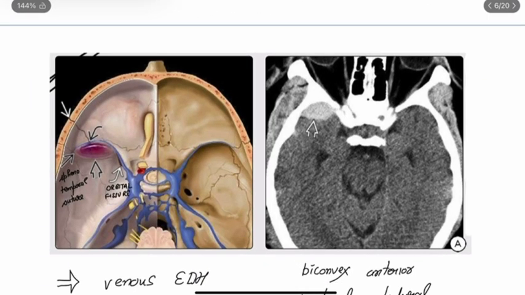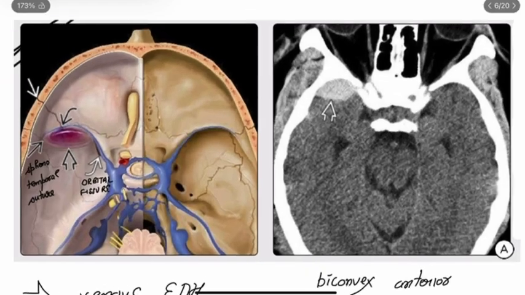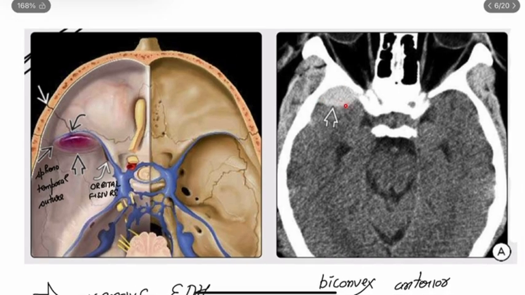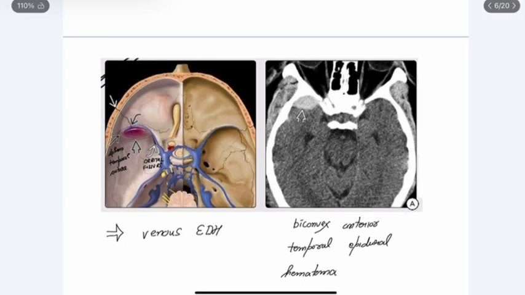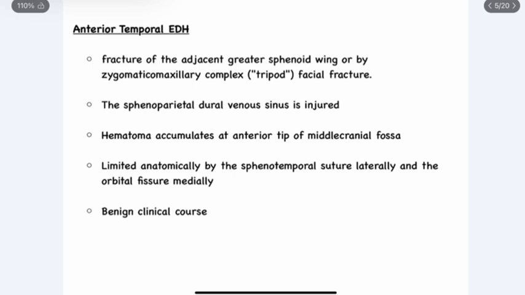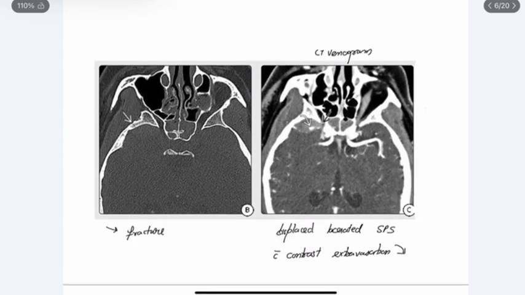Now anterior temporal EDH. Anterior temporal EDH is generally associated with fractures of the greater wing of sphenoid or tripod fractures, as these fractures lead to injury of the sphenoparietal sinus, and this venous bleed is mostly limited by the orbital fissure medially and the sphenotemporal suture laterally. In this image we can clearly see a biconvex anterior temporal epidural hematoma. This represents anterior temporal EDH. This has a benign clinical course.